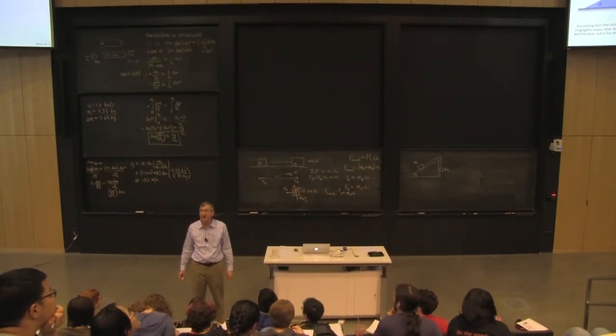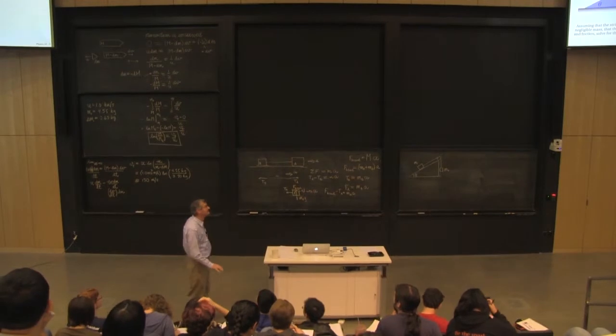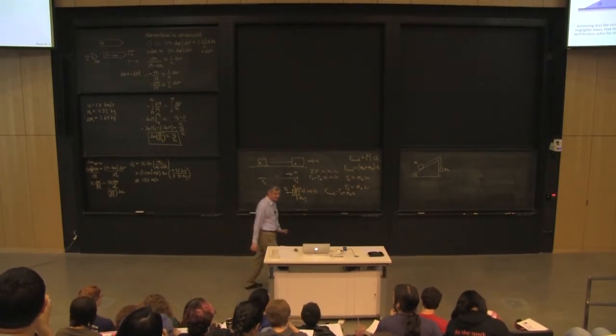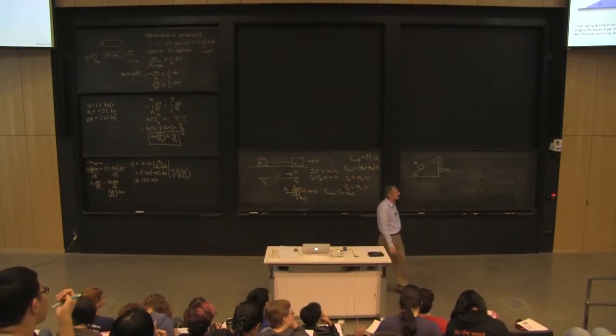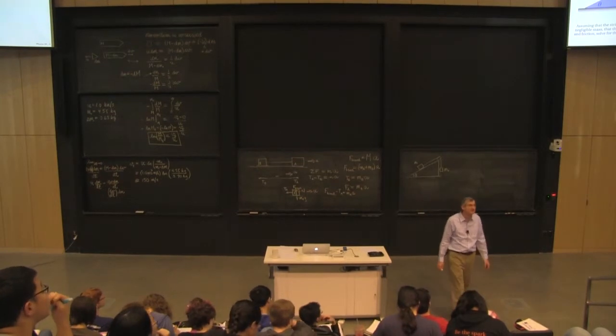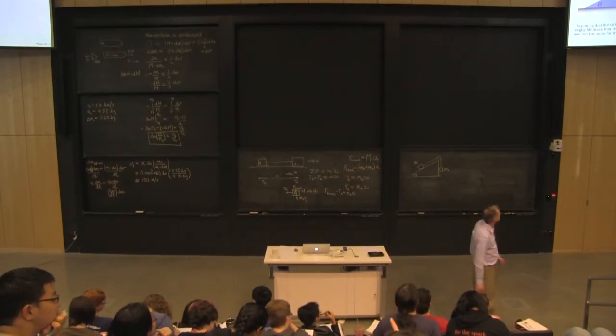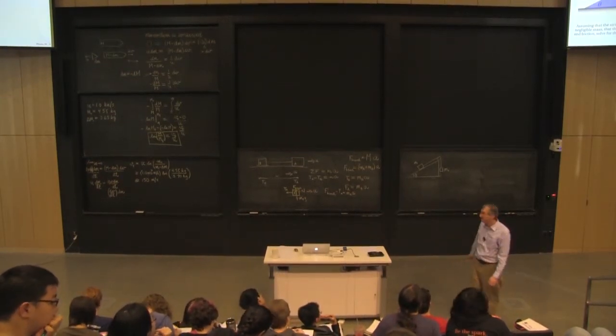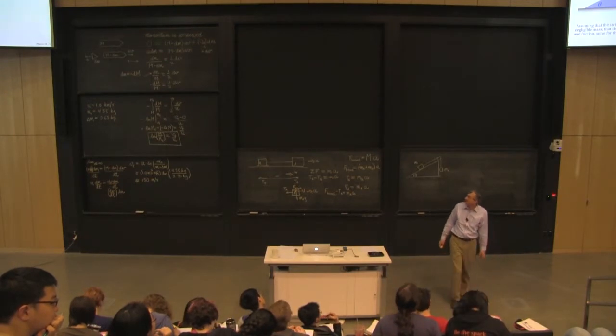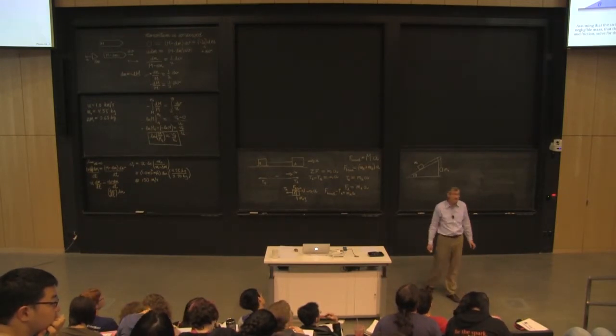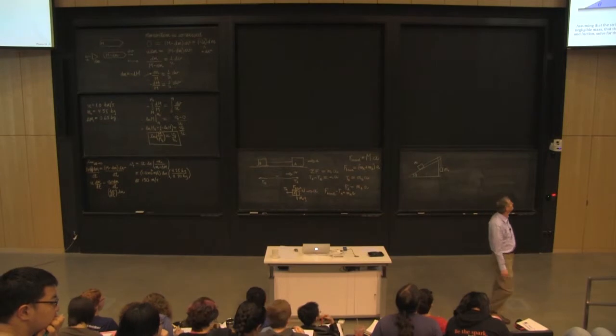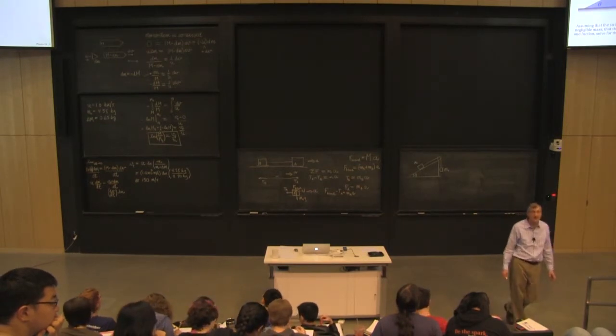Nothing happens. We release it from rest and they just sit there. Okay, they're in perfect balance. That's one possibility. Another possibility would be that M2 goes up when M1 comes down, and the third one is the opposite, where M2 goes down and M1 goes up.